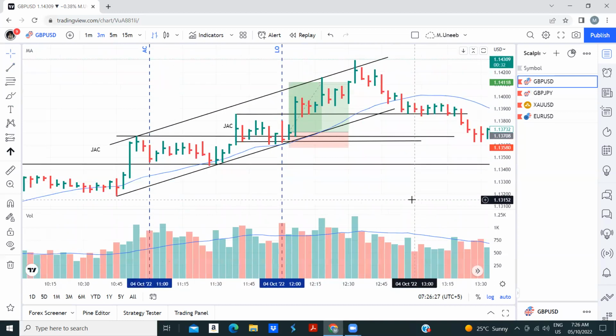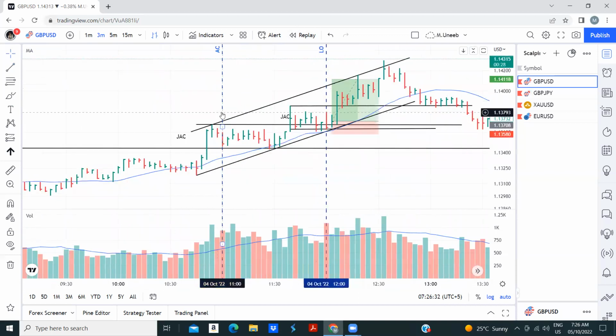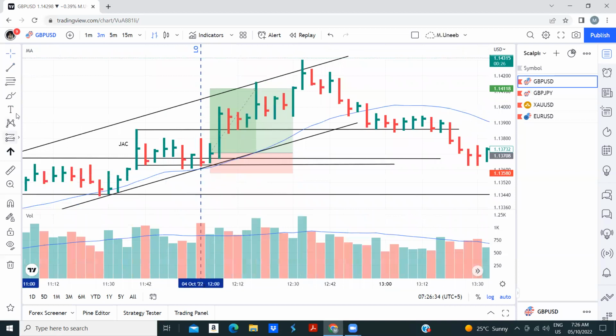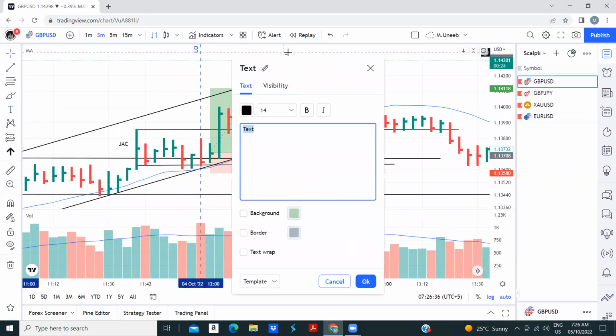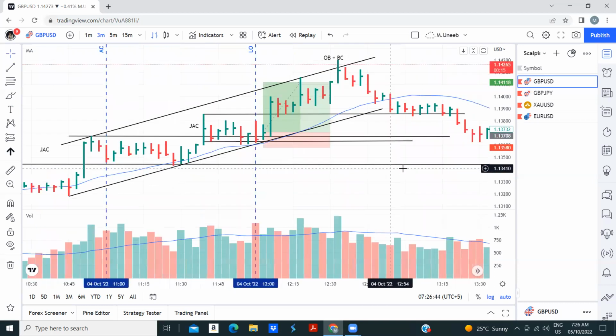And here you can see I've identified the shortening of the thrust. Oh, sorry, buying climax. Overbought plus buying climax. So this is the point where the price will reverse. And this is what happened exactly.